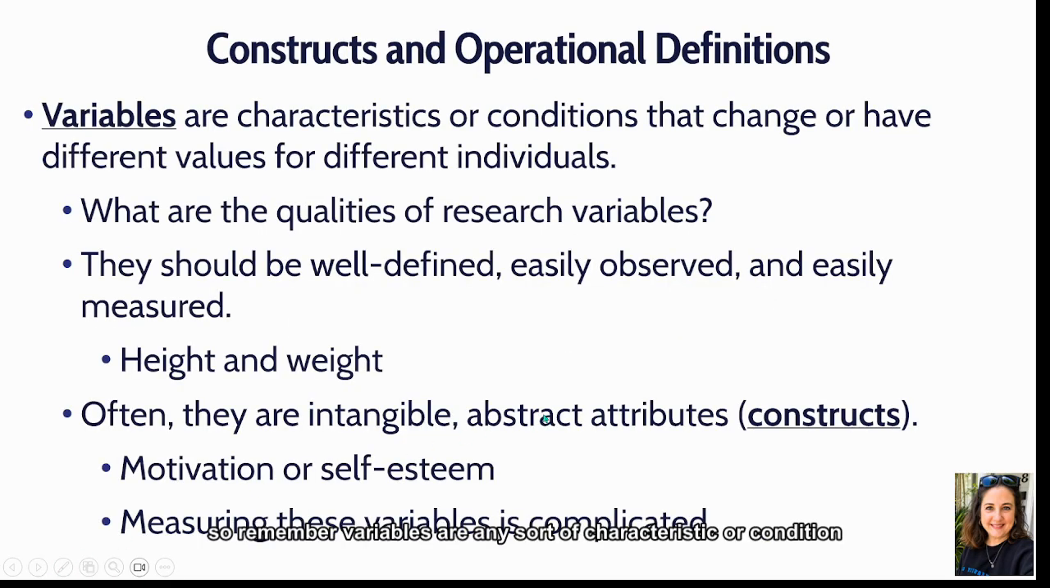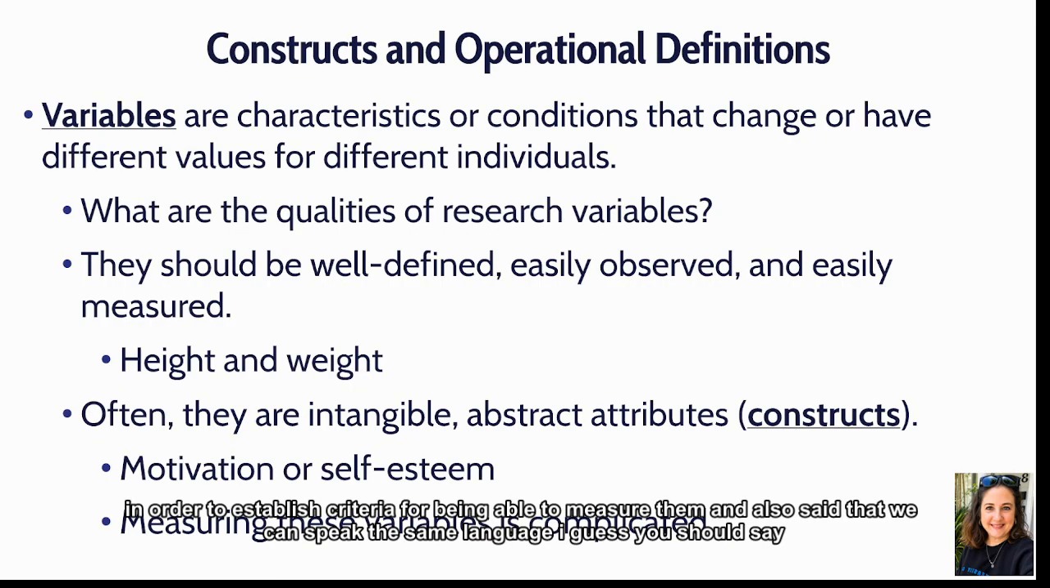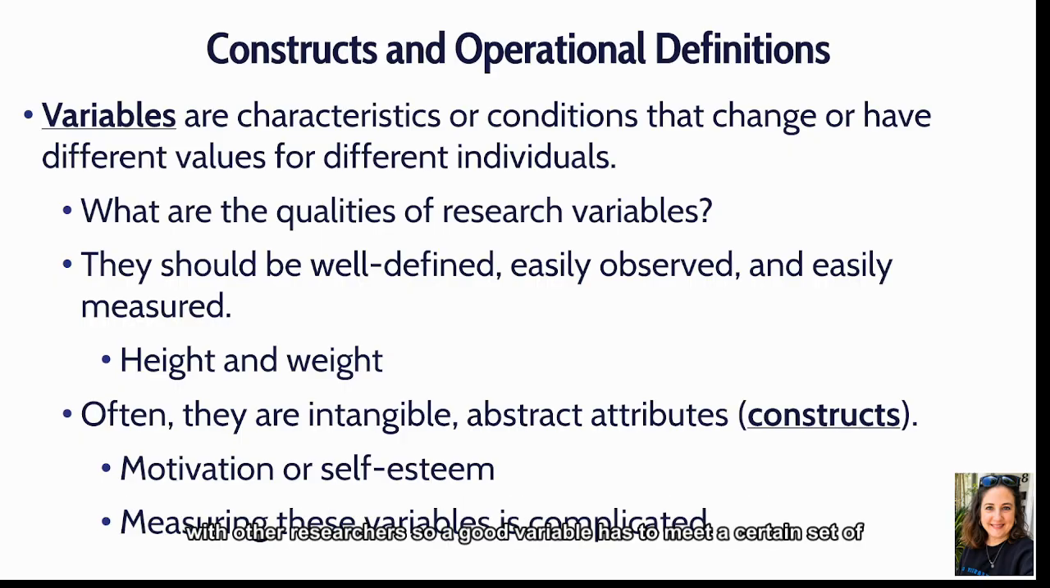So remember, variables are any sort of characteristic or condition that can change, and it has a value. And that value can be different depending on the individual or the situation or whatever it is you're talking about within the research realm. In research, we have to know what the different qualities of those variables are in order to establish criteria for being able to measure them, and also so that we can speak the same language, I guess you could say, with other researchers. So a good variable has to meet a certain set of criteria.